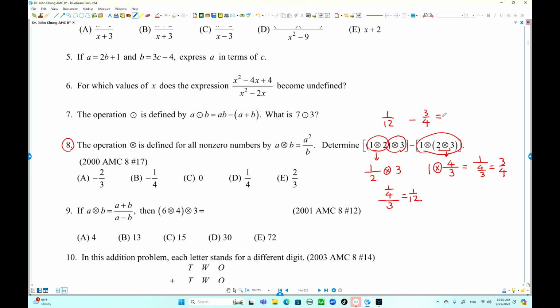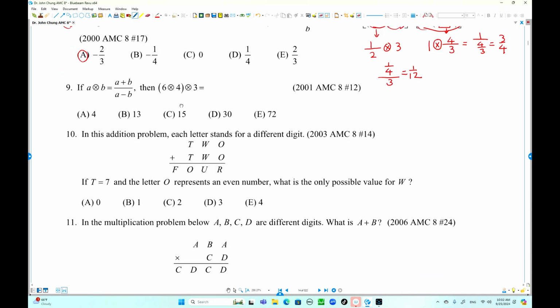So you have to simplify this one. 1 over 12 minus 9 over 12. What is it? Negative 8 over 12, right? But you need to simplify: negative 2 over 3. Choice A is the answer. So you can try number 9, that is 2001 AMC 8, number 12. That is not hard, you can do that.